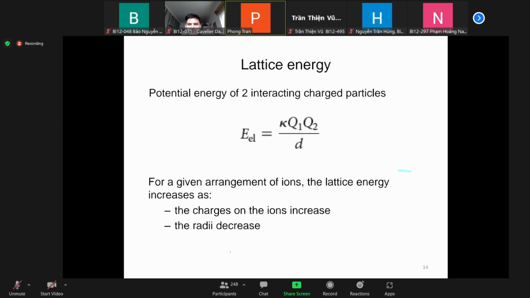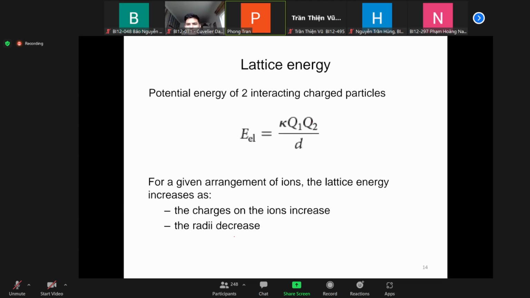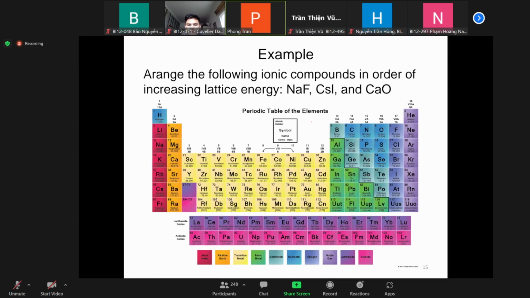So now let's have a look. Here I give you one question that you can have in the final exam. Arrange the following ionic compounds in order of increasing lattice energy: sodium fluoride, calcium iodide, and calcium oxide. Which one will have the highest lattice energy and which one will have the lowest? What will be the order of increasing lattice energy of the three compounds?